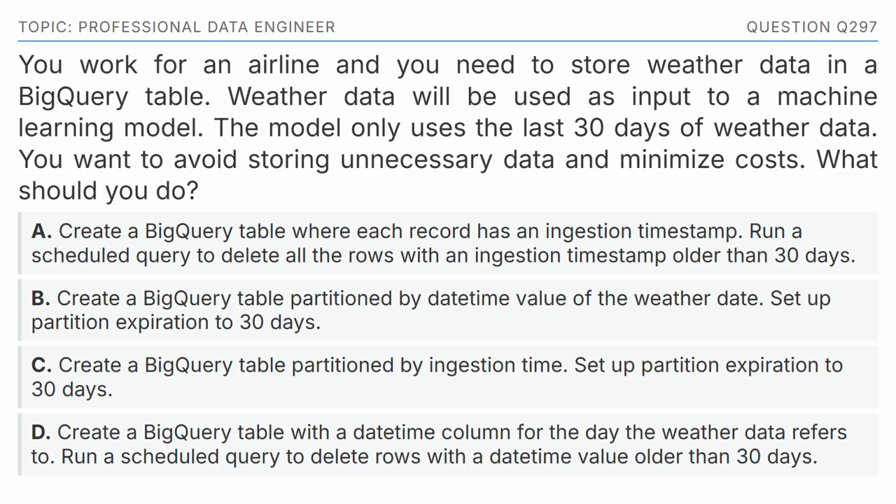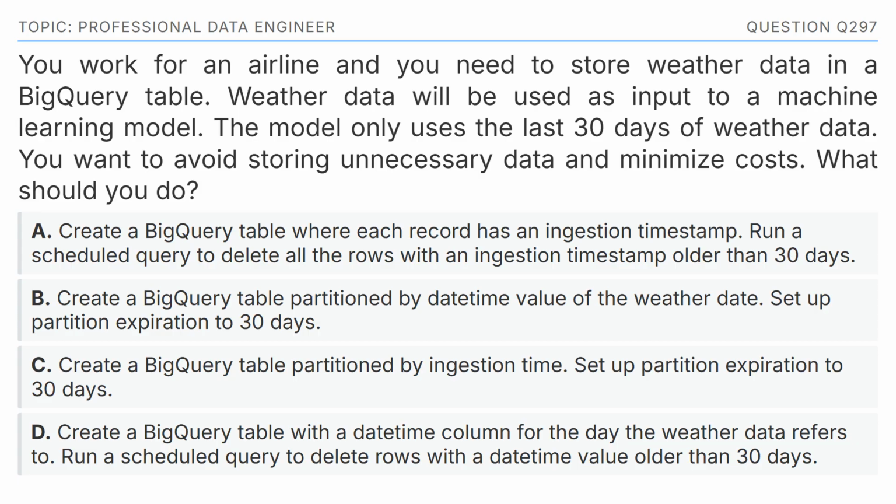What should you do? The options are: Option A, create a BigQuery table where each record has an ingestion timestamp. Run a scheduled query to delete all the rows with an ingestion timestamp older than 30 days. Option B, create a BigQuery table partitioned by date-time value of the weather date. Set up partition expiration to 30 days.